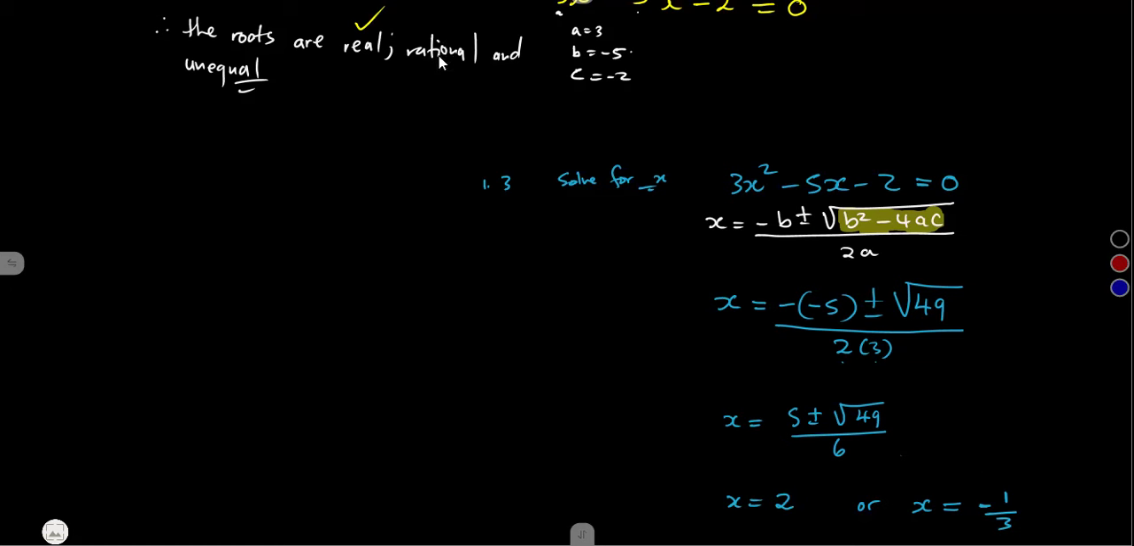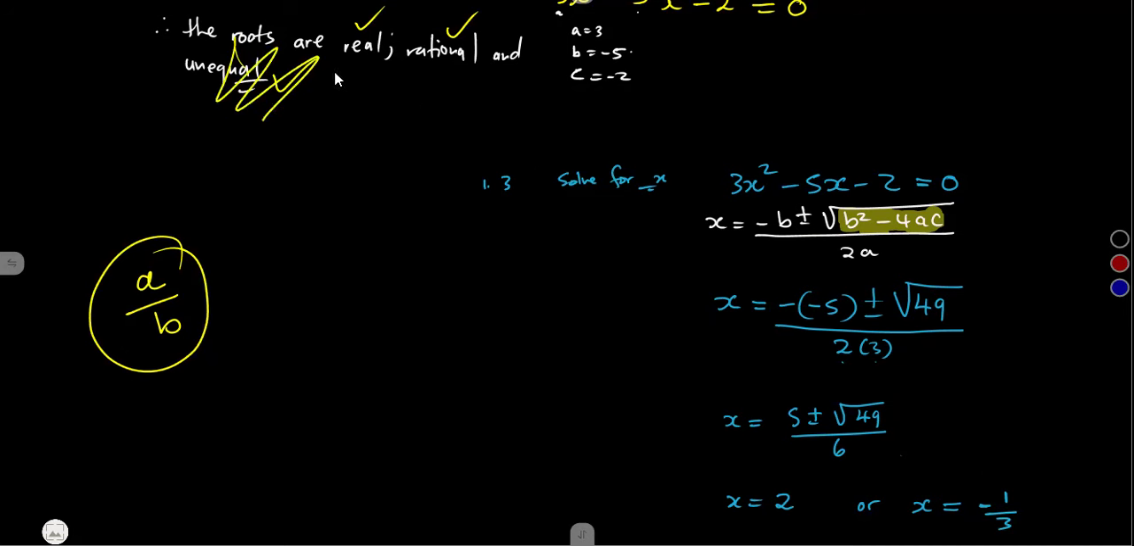The second part, we say that our roots, they are what? They are rational. Are these two numbers rational numbers? Remember, a rational number can be written in the form of a over b. It's the same. The 2 over 1 and minus 1 over 3, they can be written as fractions, a over b. The rational part is there. And unequal, are these roots unequal? This is 2, this is minus a third. As we can see, they are unequal. So it means what we described here on our nature of roots is exactly what we have.